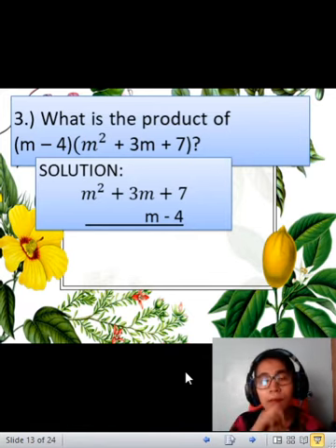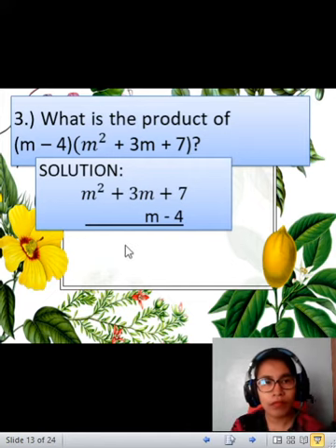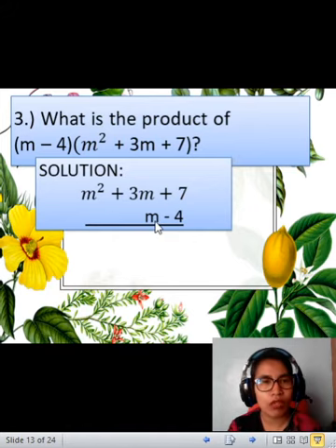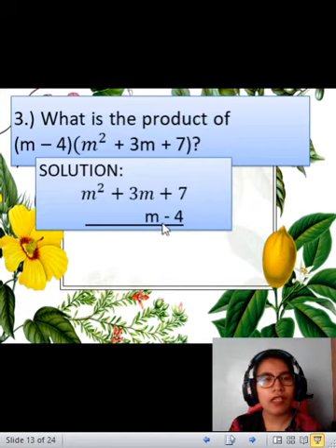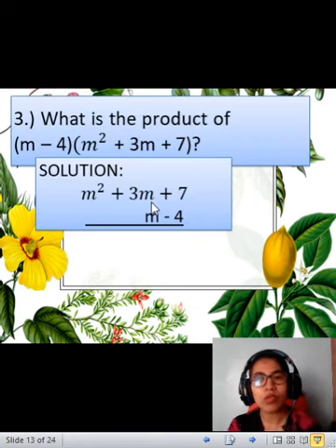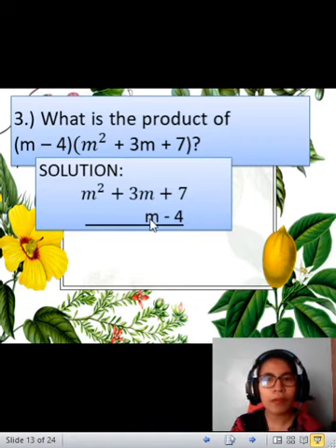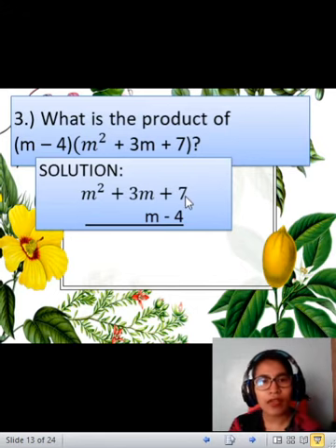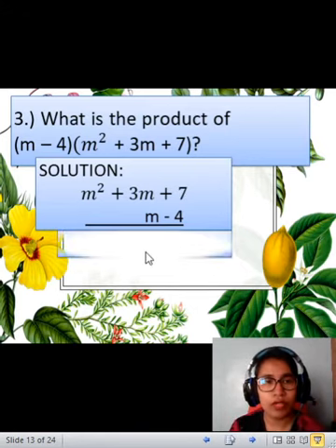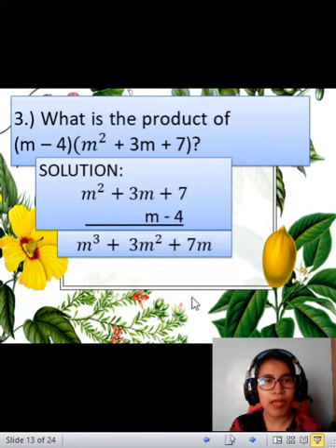Let us start multiplying the m. M first, to be multiplied to m squared, 3m, and 7. So m times m squared will give me m cubed. Then m times 3m will give me 3m squared. Then m times 7 will give me 7m. So this is how it looks now: m cubed plus 3m squared plus 7m.